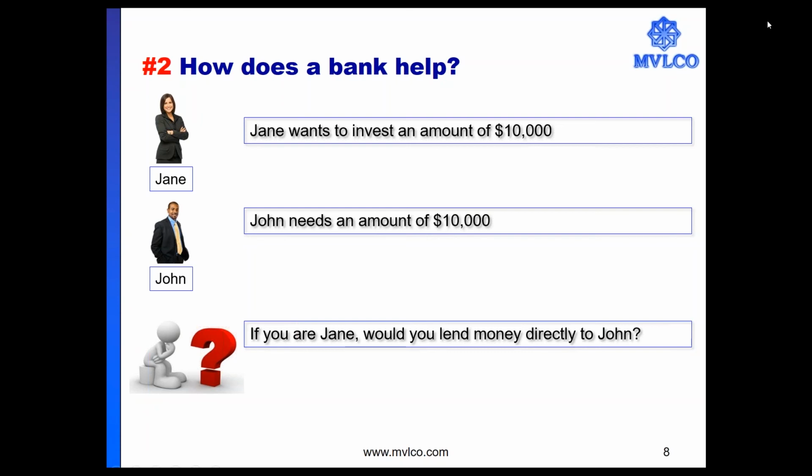One is Jane. Jane is an investor. Jane wants to invest an amount of $10,000. On the other hand, we have got John. John wants an amount of $10,000. Now, if you are Jane, would you lend this money directly to John? Is my question to you. Would you lend this money directly to John?